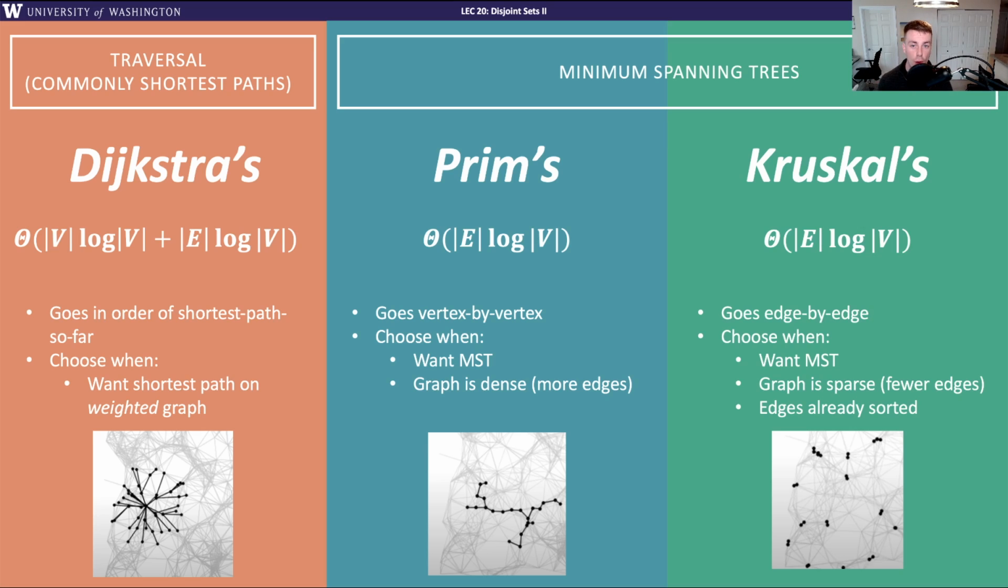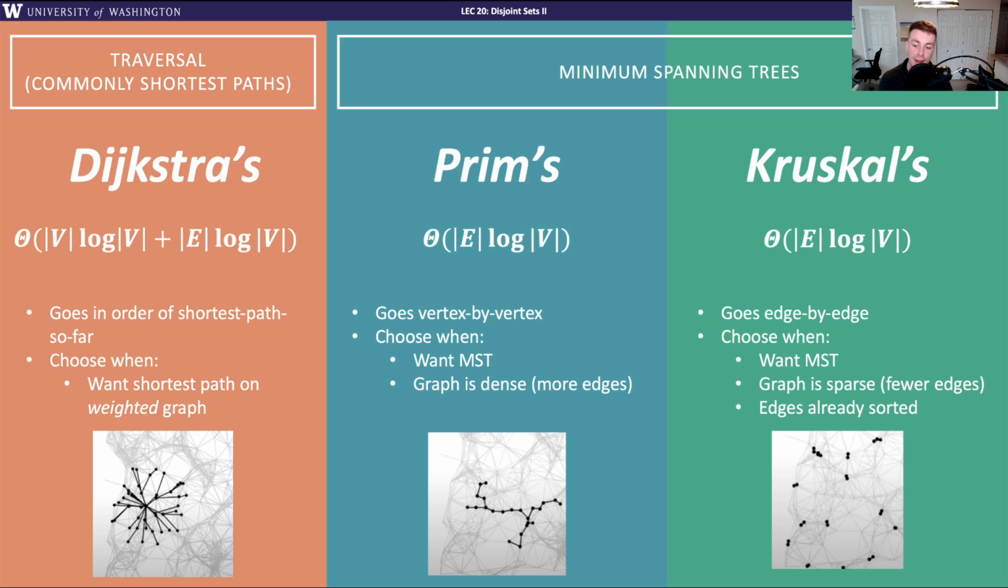Prim's is going to work well when you have a dense graph, right? If your graph is dense, it has many, many edges, and so it helps you to iterate over the vertices instead. Kruskal's is going to be the opposite. When you have a sparse graph, with few edges, then you're going to really benefit from iterating over those edges. So Kruskal's could be a great thing to apply then.